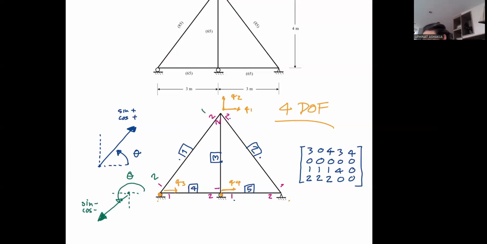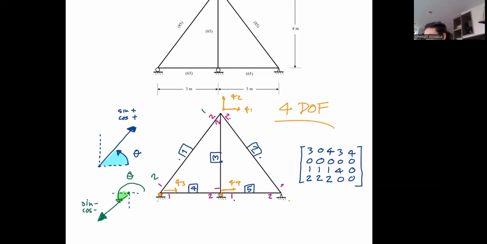And notice that here, you see, this is theta, right? And now you must know that this is the same, correct?